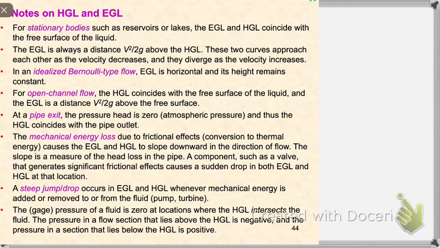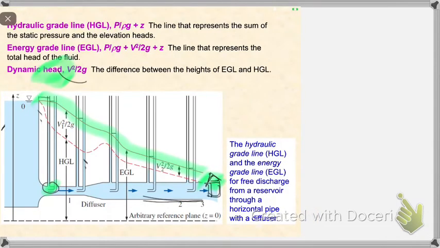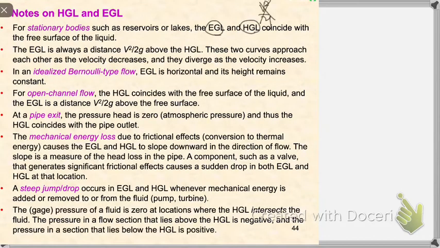On the conceptual part, if you are dealing with non-moving bodies such as lakes or reservoirs or static tanks, then the EGL and HGL coincide with each other, because the only difference between EGL and HGL is the V squared over 2g. So if you don't have movement, it's static, of course it will be the same. Yeah, this one is very clear: your EGL is a distance V squared over 2g above the HGL.